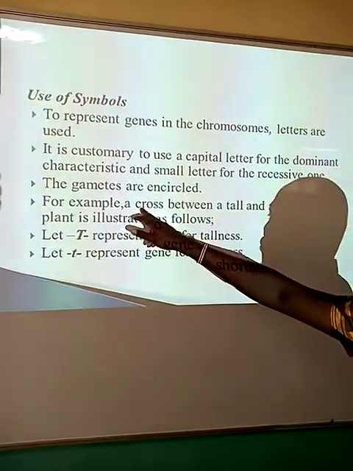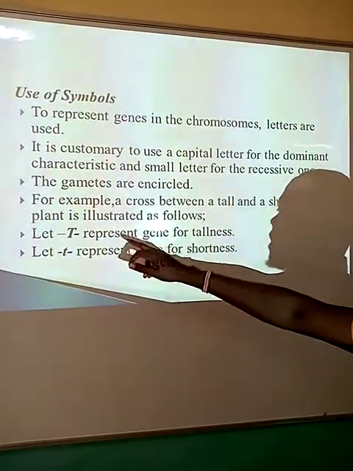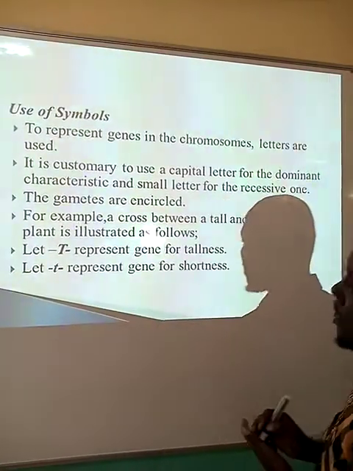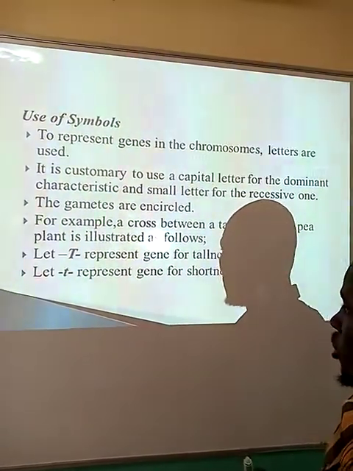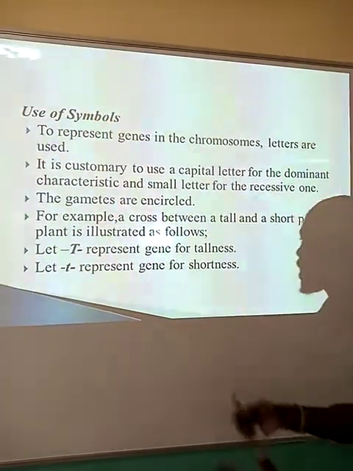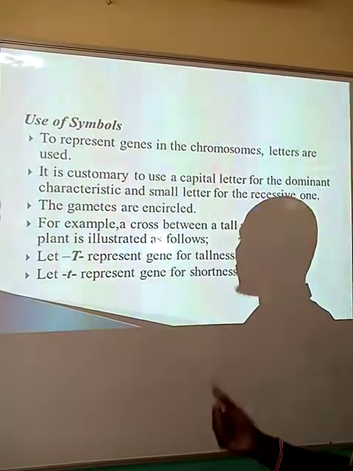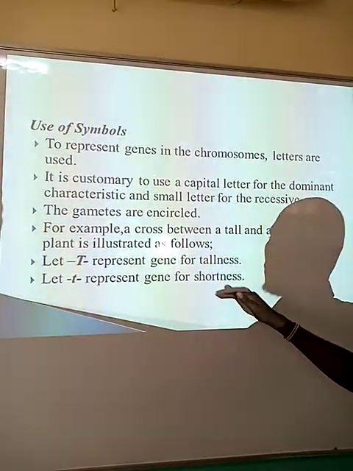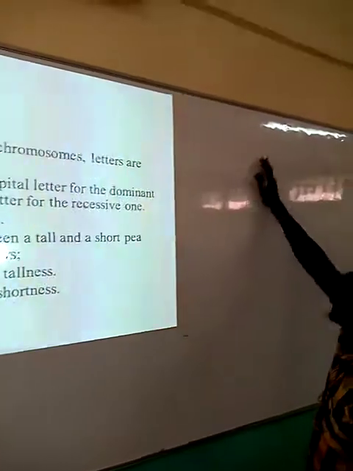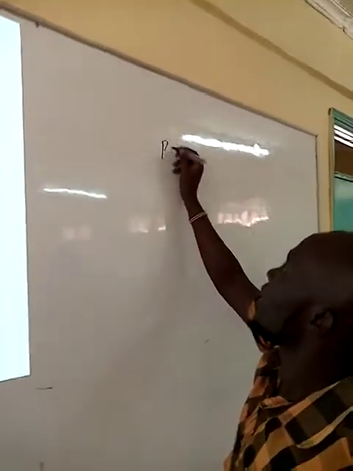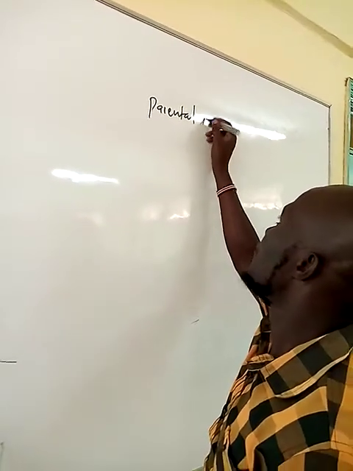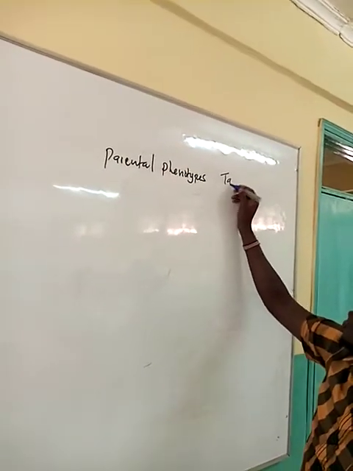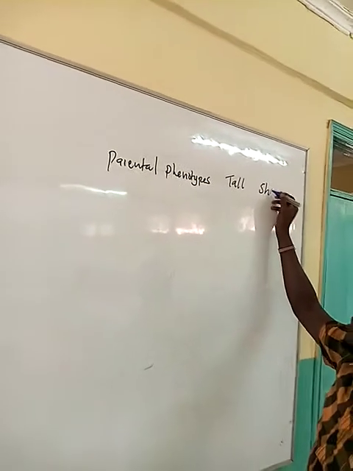For example, a cross between a tall and a short pea plant is illustrated as follows. We are going to let the capital T, just as we have said above, denote the dominant gene, that gene that is expressing itself phenotypically, both in its heterozygous and homozygous state. Then we are going to use a small t to represent the gene for shortness. In this case, talking about parental phenotypes, the physical outlook, we say there is a tall pea plant and a short pea plant.